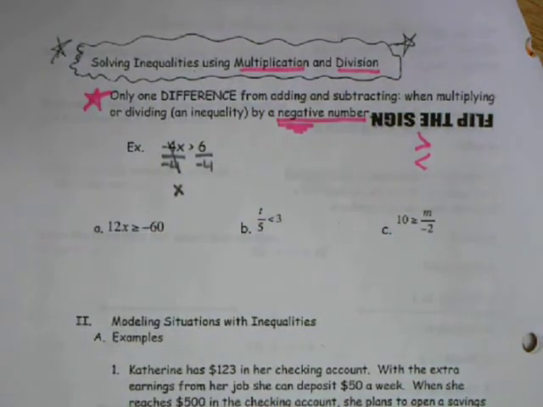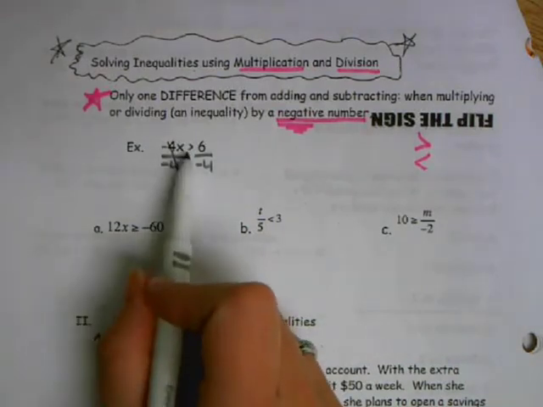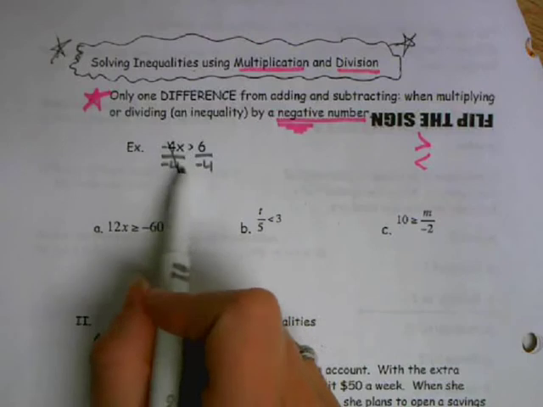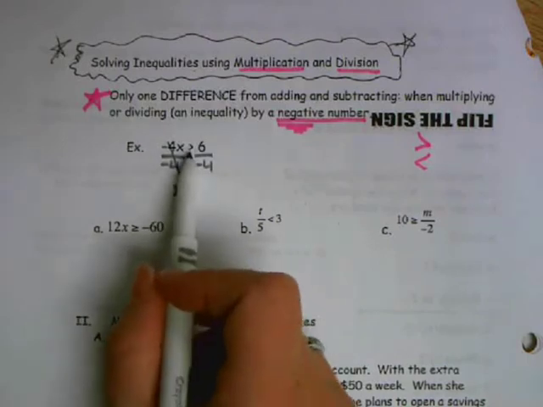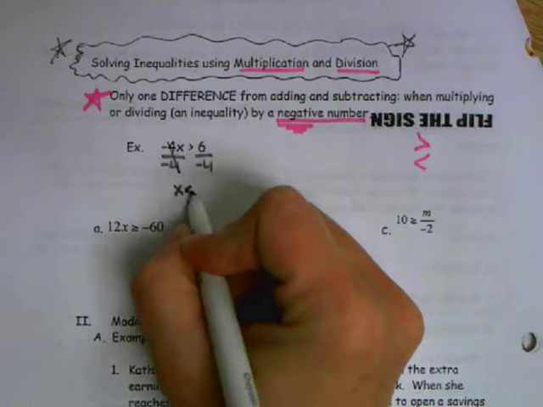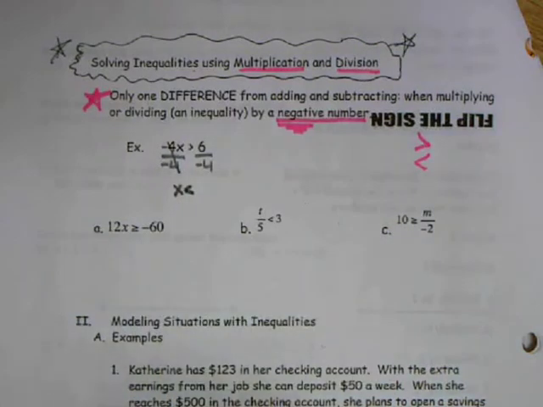Now, here's where we have to be careful. Because of the nature of the negative numbers, we can't leave this as greater than. We're dividing or multiplying by a negative number, it's going to flip this sign. Instead of greater than, that's going to become less than. We'll see if it makes sense to us in a minute.